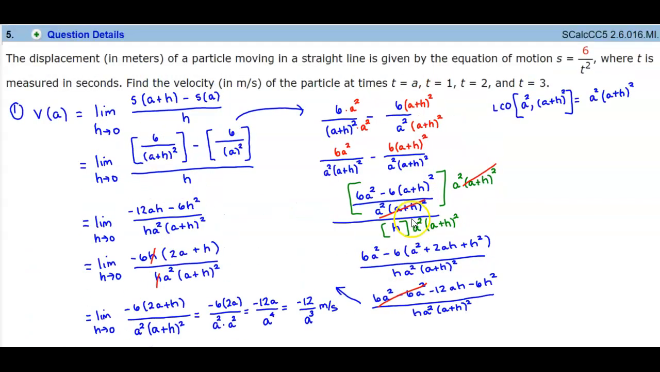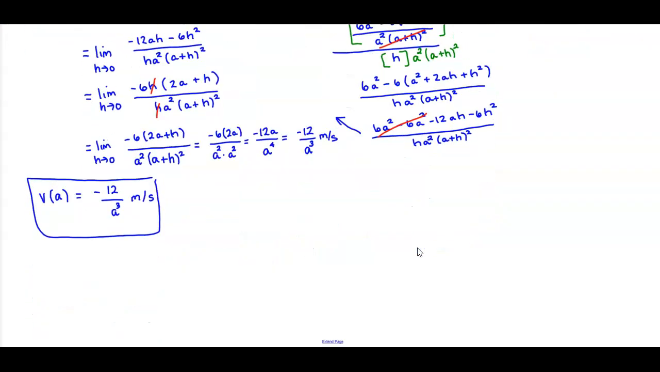Okay, so now we've determined what the velocity is at a. And now we need to find out what the velocity is at t = 1, t = 2, and t = 3. So let's go ahead and do that. So for step 2, at t = 1, we're going to plug that in. So v of 1 is going to equal negative 12 over 1 cubed, which is then negative 12 meters per second.